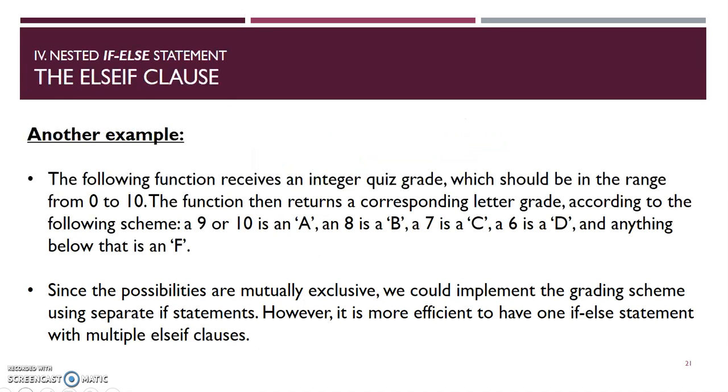Here we look at another example. We want a function that receives the grade of a quiz, which varies between 0 and 10. Depending on this grade, the function should assign a label of A, B, C, D, or F. I have explained the interpretation of each letter here, so feel free to read the example. Now, how would you write this function?